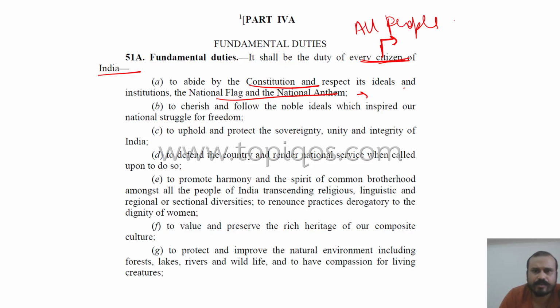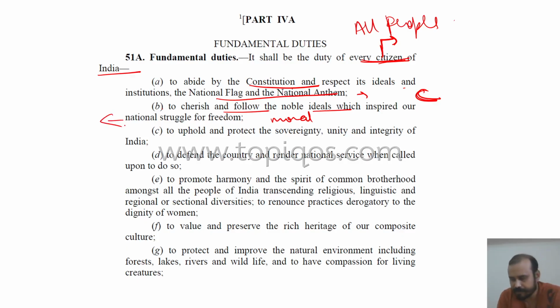And the second one here is to cherish and follow the noble ideas which inspired our national struggle for freedom. So this is a sort of moral duty, because it's a bit broad. Like the question said, to cherish and follow noble ideas which inspired our national struggle.